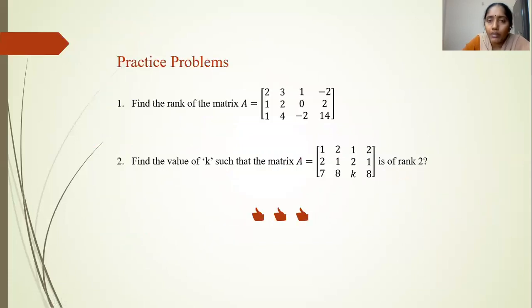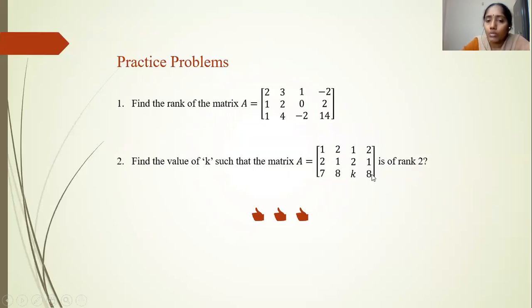Now I am giving some more problems for practice. Just solve these two problems. If you have any doubts, then we will discuss them in the next class. Find the rank of the matrix. As in the previous problem, just use elementary transformations to reduce it into echelon form. Now look at the second problem. Find the value of k such that the matrix A is of rank 2.